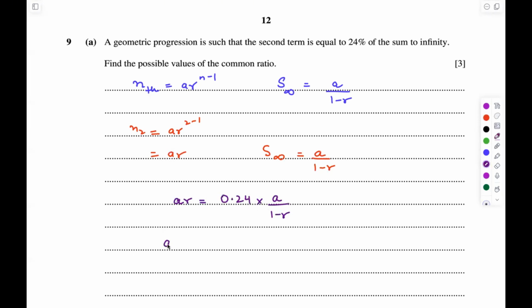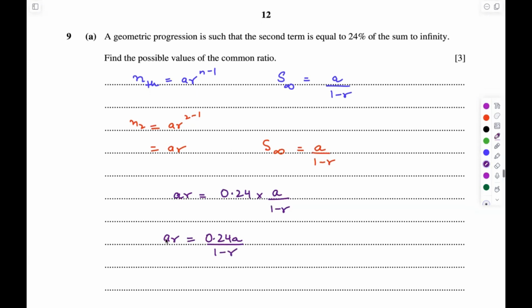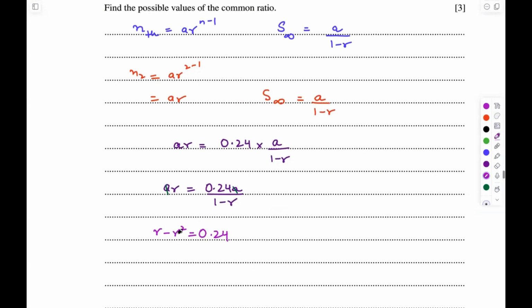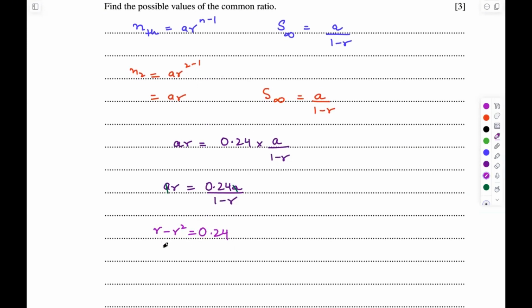Now, simplifying this, we'll get ar equals 0.24 a upon 1 minus r. A and A can cancel out, as if I bring this A on the left hand side, it will cancel with the A. So A and A will cancel. Cross multiplying, we'll get r minus r squared is equal to 0.24. Making the r squared term positive, we bring it on the right hand side and write it as r squared minus r plus 0.24 equals 0.